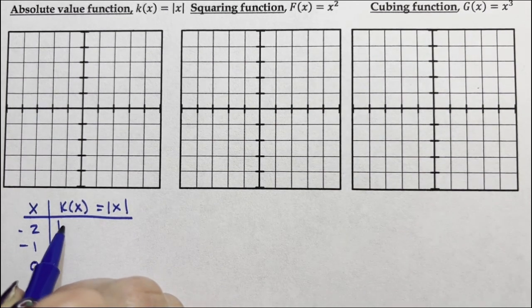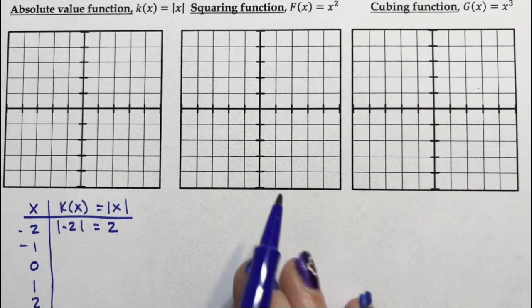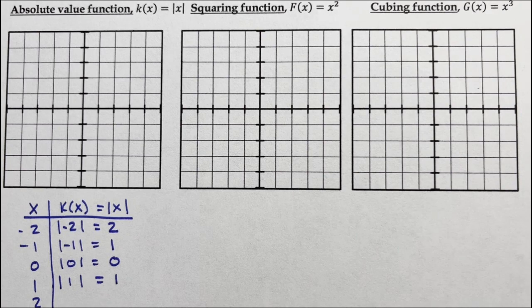So the absolute value of -2 is a +2. Absolute value and squaring are the 2 ways in which we can clear a negative and make it positive. The absolute value of -1 is a +1. The absolute value of 0 is 0. The absolute value of 1 is still a +1. Absolute value doesn't mean opposite, it means positive.